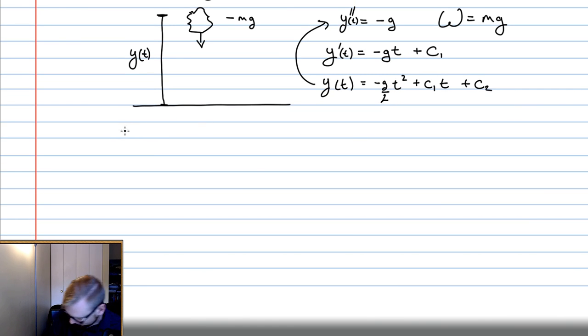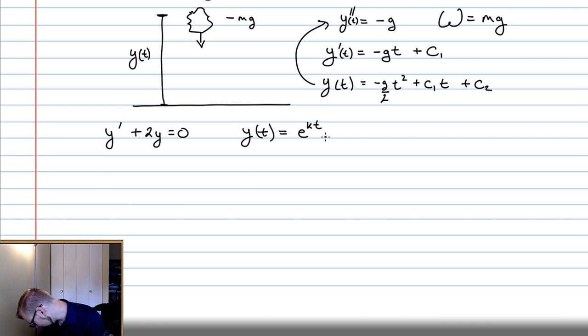So here's another one. We've got y prime plus 2y equals 0. And we want to know for what value of k will this be a solution. Is that the way they wrote it? Yes. So what value of k will this work out to be?